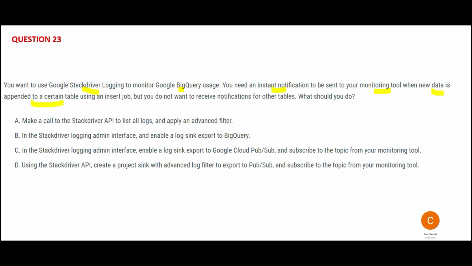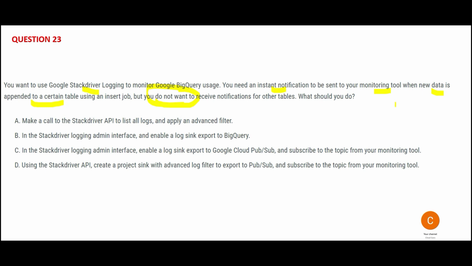So now you try to understand. For certain tables, they need alerts, but for certain tables, they do not want alerts. What should you do? So the logic should be, for certain tables you want alerts, for certain tables you do not want alerts. See, in the GCP world, if you want to send alerts, you have to subscribe to a PubSub service.